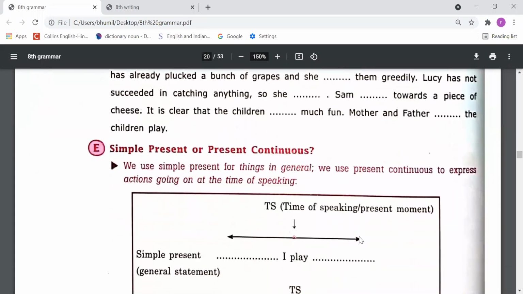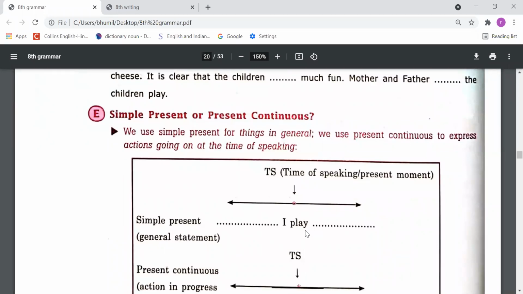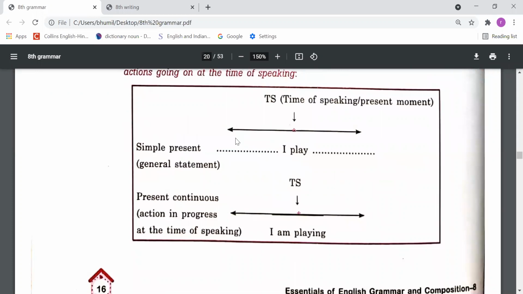Now let's come to the E point, simple present or present continuous. We use simple present for things in general. We use present continuous to express actions going on at the time of speaking. Right? So we have understood that for general actions we should use simple present tense, and for actions which are in process, not completed, still going on, we should use present continuous tense. In this timeline, TS means time of speaking, or present moment. So simple present, general statement: I play. For those actions which we generally do every day, like I play. Present continuous, action in process: the action started in the past, is still going on and will end in the future. For that action we need to use present continuous tense.